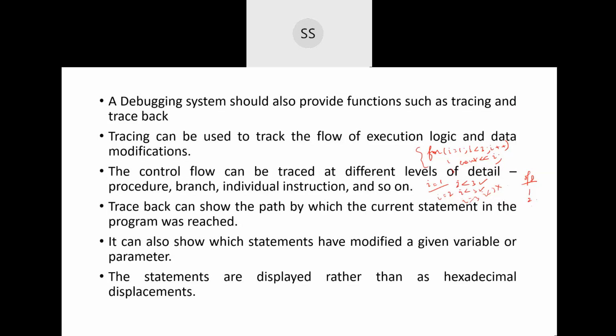The control flow can be traced at different levels of detail. That is, you can have it in your procedure. Procedure is basically your normal set of instructions that you have. You can have it in your branching statements or individual instructions. So you can check the control flow at different levels of detail. That was all about your tracing.